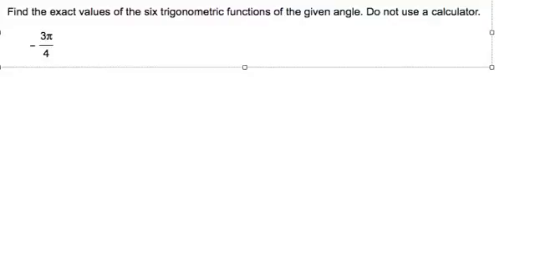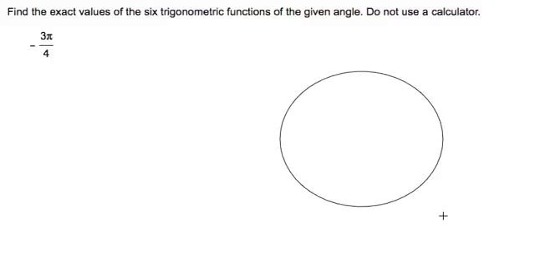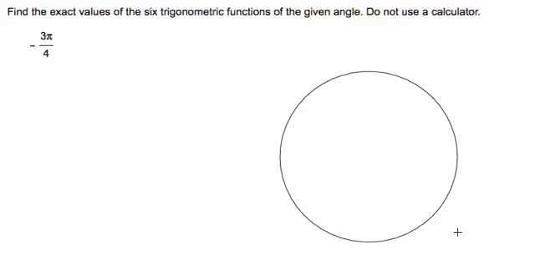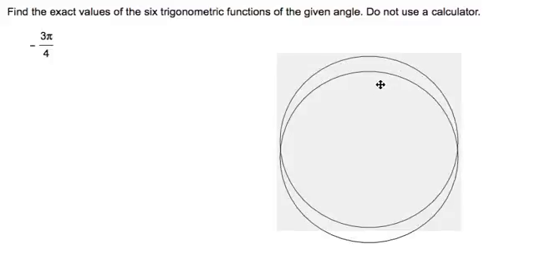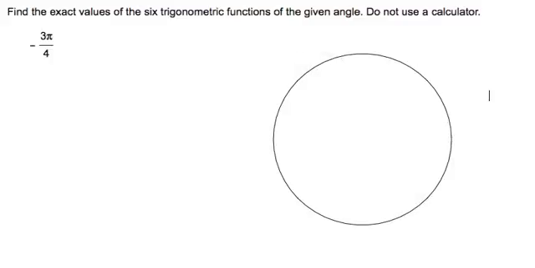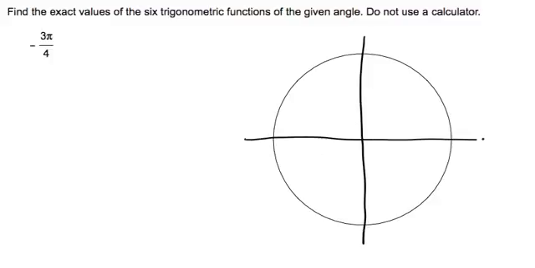Alright, in this problem we want to find the exact 6 trig ratios for this given angle, negative 3 pi over 4. And I'm going to do this not necessarily by putting it on a unit circle, but by putting it on a circle of any radius. We'll just see which one makes the most sense.